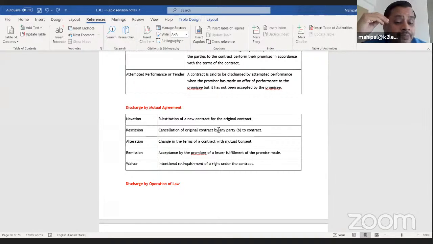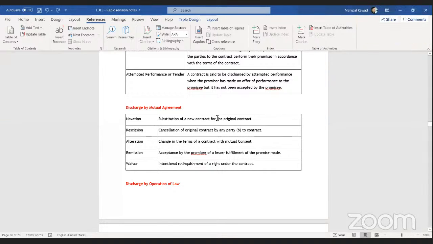So remember 3 important points in remission. Accepting lesser sum, extending time, and accepting some other consideration other than due. So remission could be a separate question for 2 marks itself. Clear? Great. Waiver means intentional giving up of your right under a contract.